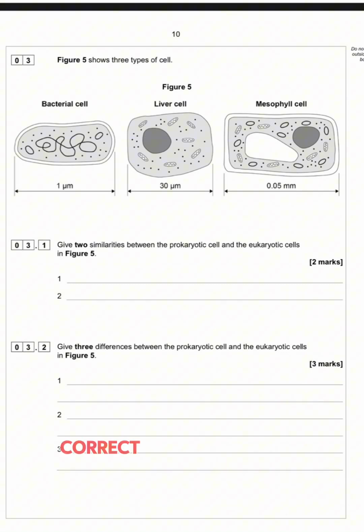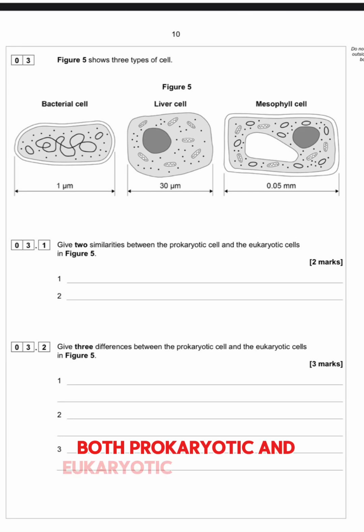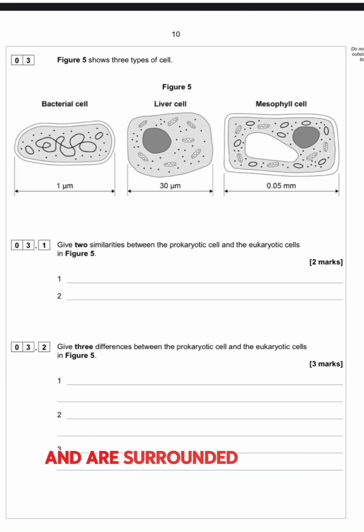According to the mark scheme, correct answers to this question are cell membrane, cytoplasm. Both prokaryotic and eukaryotic cells contain cytoplasm and are surrounded by a cell membrane. These are universal features of living cells. Here let me give you an exam tip: do not say they both have DNA unless the diagram clearly shows it. The GCSE examination system awards marks only for visible or standard features.